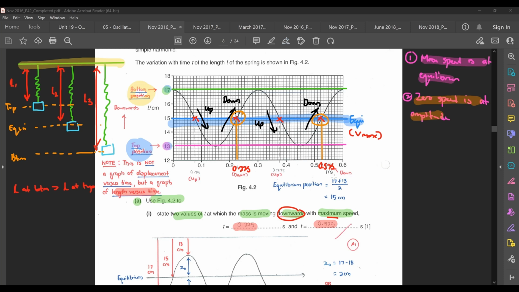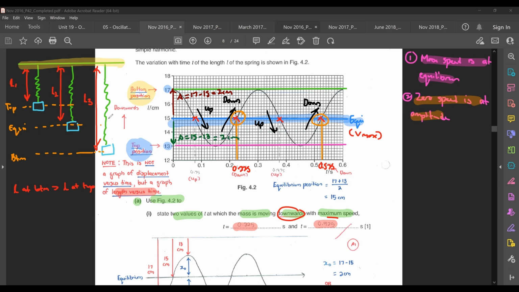And then let's just say from this diagram, I want to determine one thing further. I want to determine the amplitude of the oscillation. So the amplitude of oscillations cannot be read directly from these values. You have to subtract two different values to get the amplitude. If I wanted to get the amplitude here, this one is actually 17 minus 15, giving me 2 centimeters. The same could also be said for the bottom amplitude. Amplitude here is actually 15 minus 13, giving me 2 centimeter.